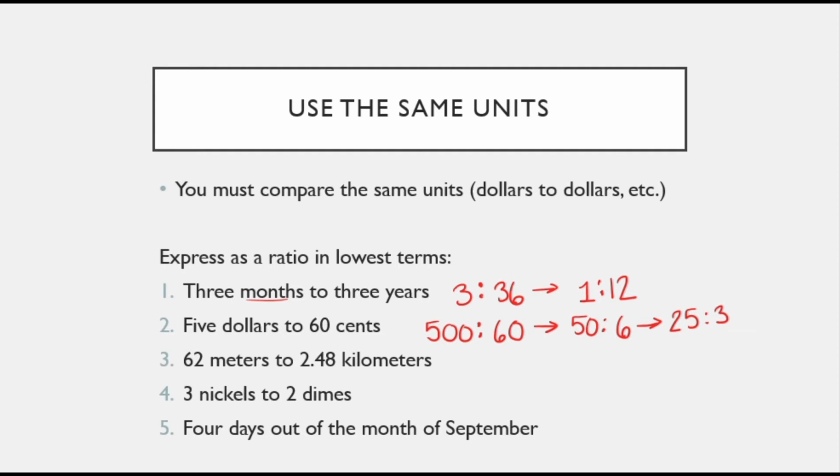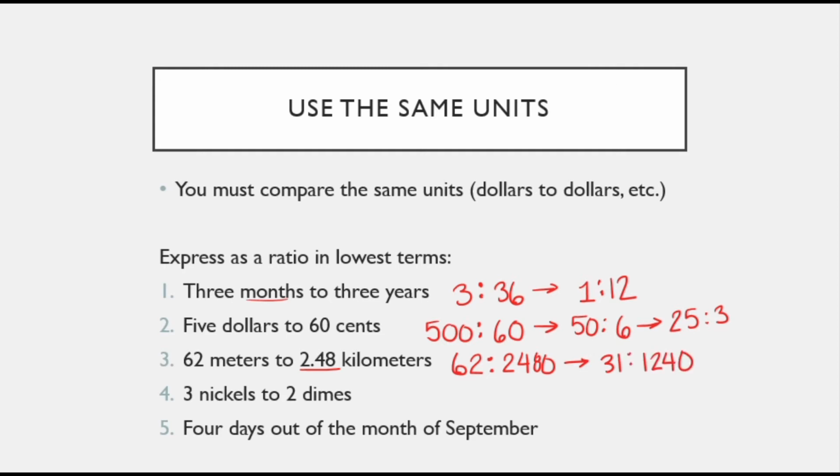62 meters to 2.48 kilometers. So we have to know metric a bit. That's coming. Meters, 2.48 kilometers. There's 1,000 meters in a kilometer. So we multiply 2.48 times 1,000, and we're going to get 2480. These are both even, so we're going to divide them both by 2. And we get 31 to 1240.